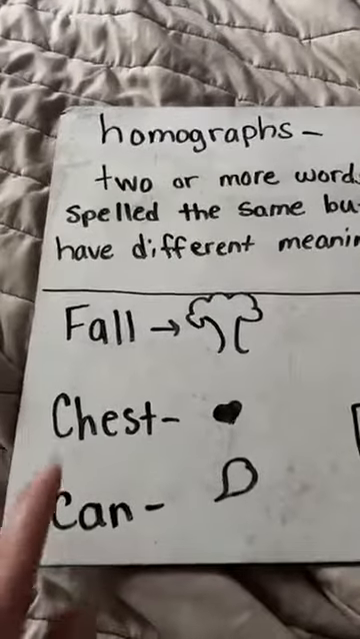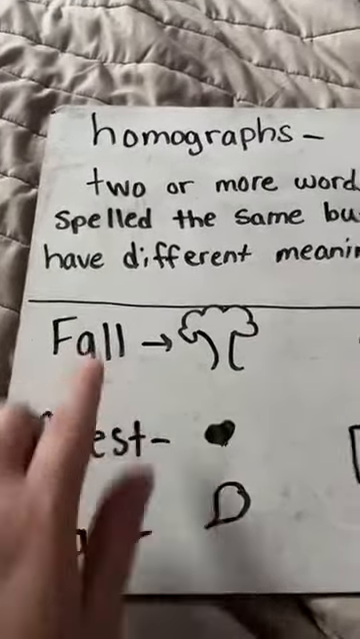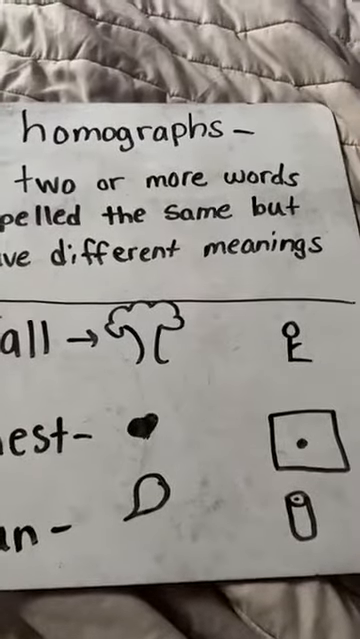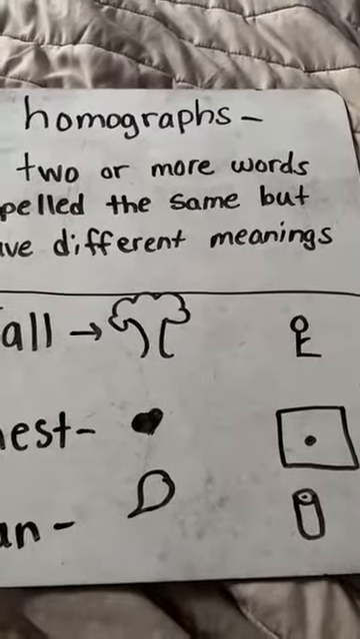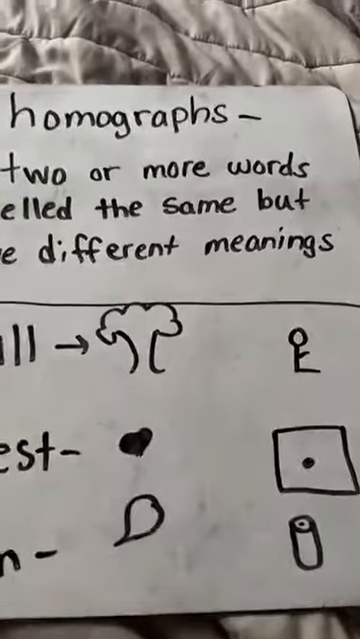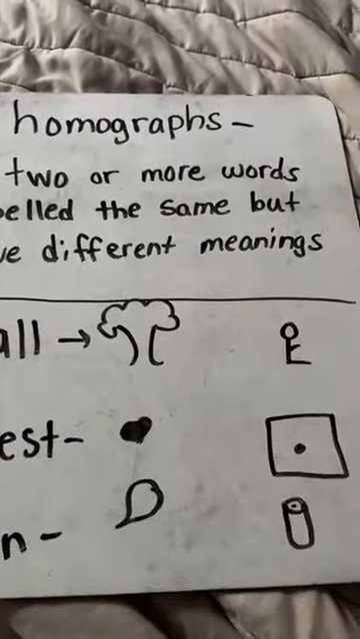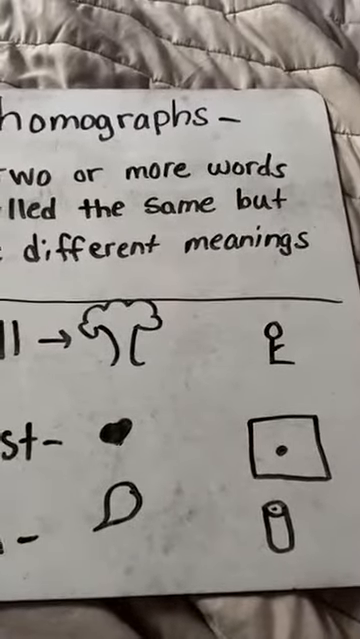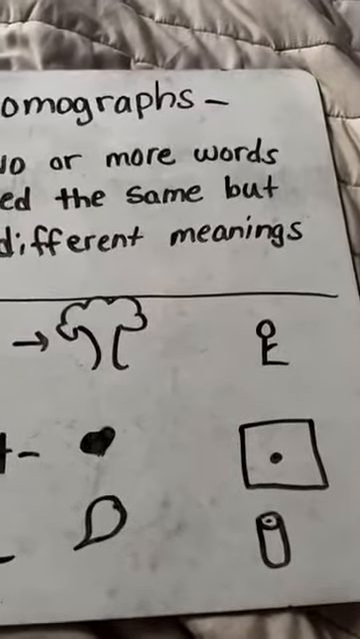So like this one. Fall. I have two pictures here. What do you think fall can mean? Yes, you're right. Fall means when the trees come out and they start to change colors, and when a person actually falls to the ground.